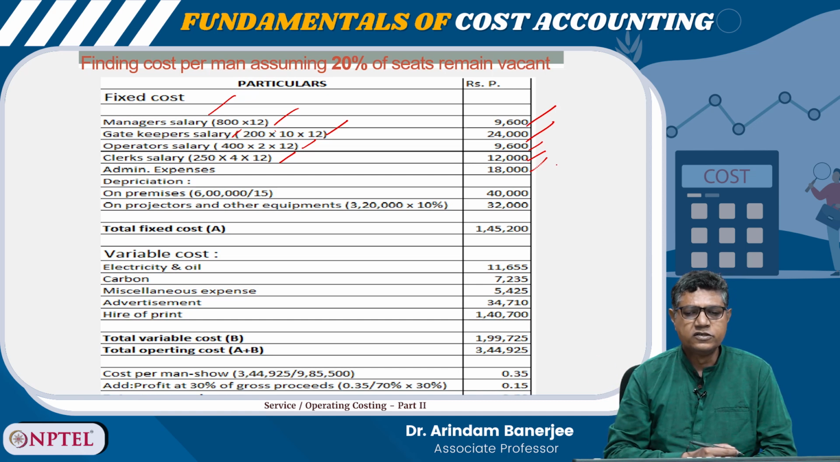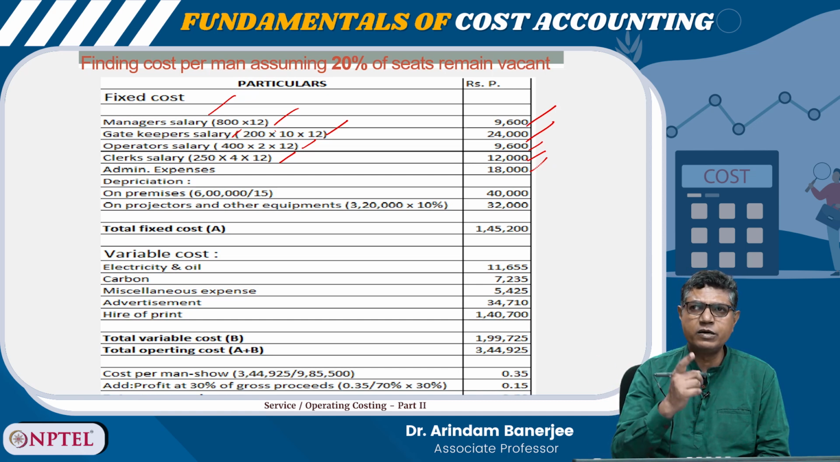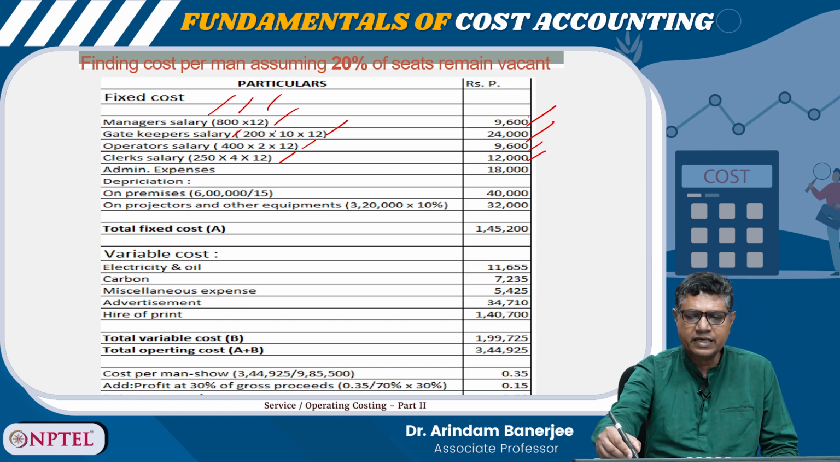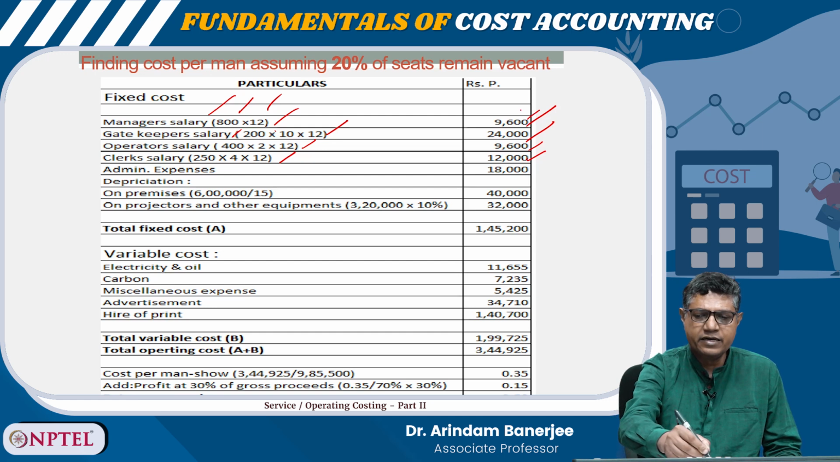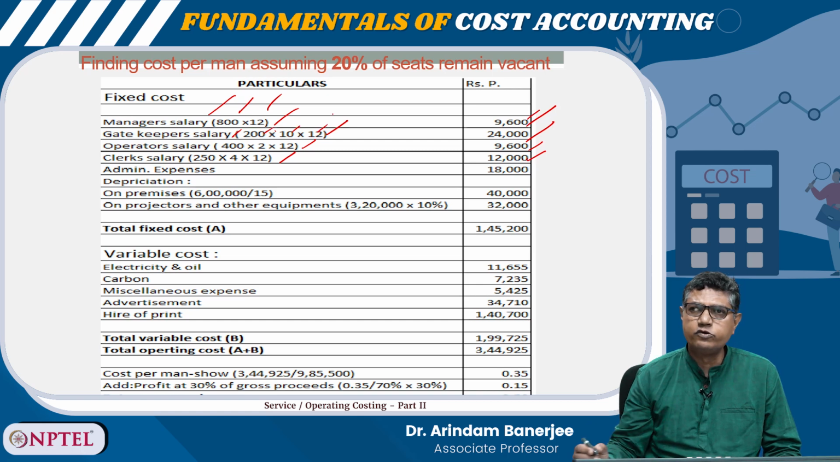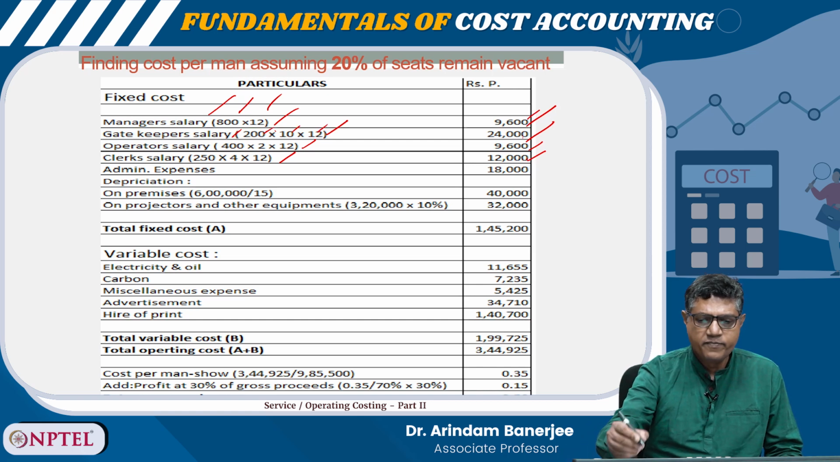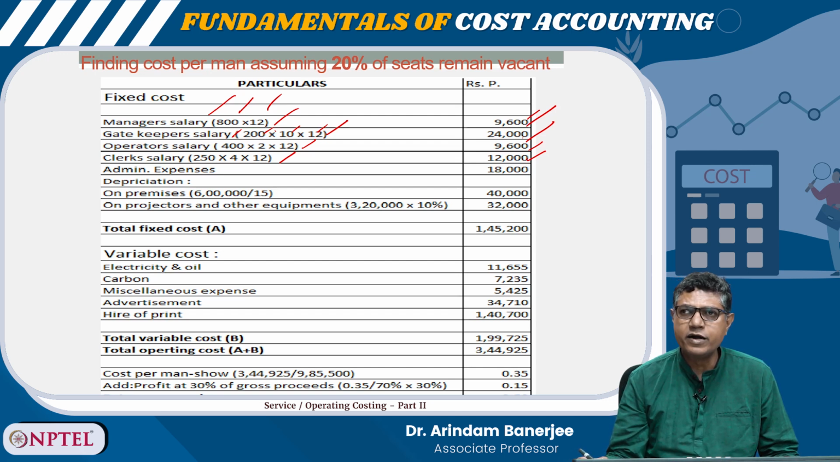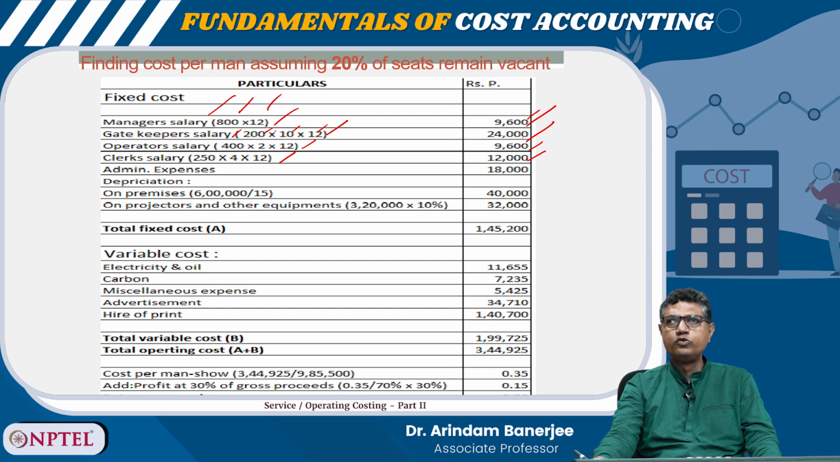Okay, I repeat. So it is manager's salary. There is one manager, right? So it is 800 into 12, 9,600. Gatekeeper's salary, there are 10 gatekeepers. So 200 into 10 into 12 months, it is 24,000. Operator's salary, there are two operators. So 400 rupees is their salary. So 400 into 2 into 12, 9,600. There are four clerks, each getting a salary of 250. So 250 into 4 into 12 months, so 12,000.